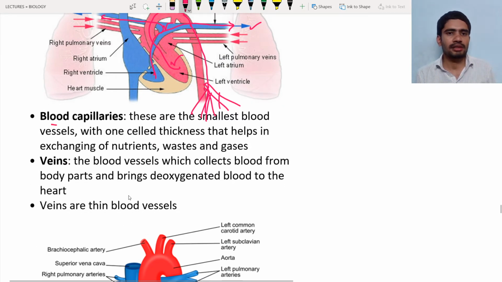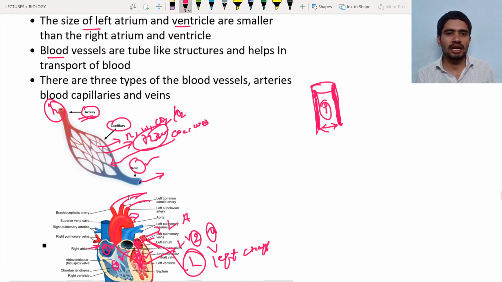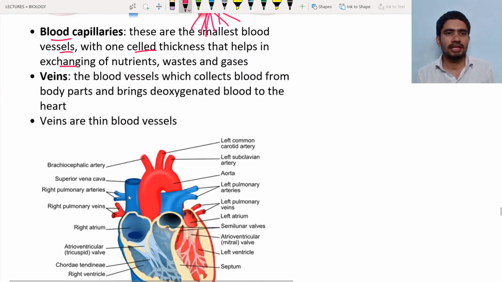And next, the blood capillaries. These are the smallest blood vessels with one cell thickness and help in the exchanging of the nutrients. In this diagram you can see these are the blood capillaries. So these blood capillaries are going to help in the exchanging of the nutrients, gases and so on, and waste materials also. Okay, and the next is the veins.